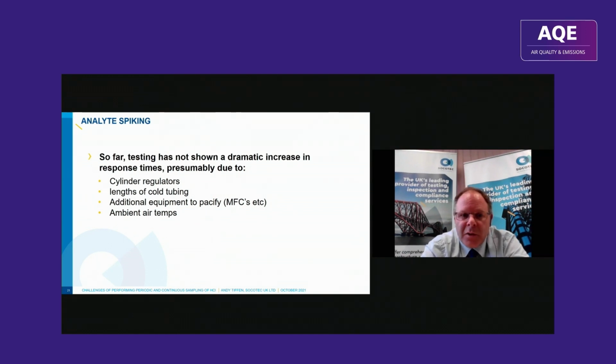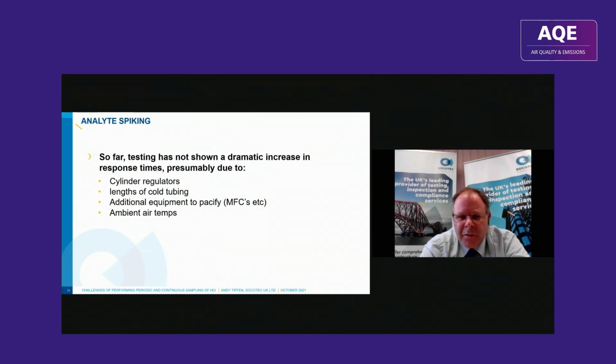And we think this is probably caused by some of the effects that I've already spoken about, the cylinder regulators being old, long lengths of cold tubing where you've got tubing coming from the regulator. And to make that worse, we then have additional equipment in there. So in order to feed your test gas up to your sample system, we're using flow controllers to control the flow of HCl to get the dilution ratio that we need. But that's adding additional equipment into the cold side of this, which could cause further materials where passivation effects can occur, and it slows everything down.